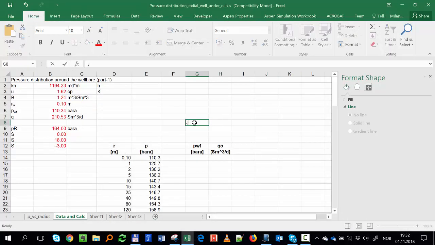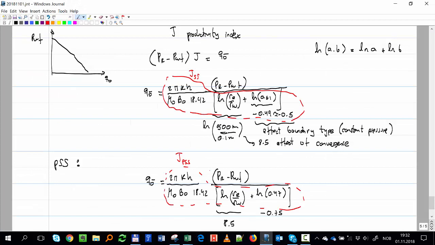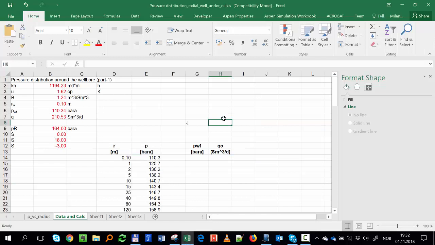Let's create here a cell called J. What are the units of J? We could get it by looking at the whole expression, but it's much easier to say that J is a rate divided by a pressure, and the rate is standard cubic meter per day, and the pressure is in bar. So that's the units of J. Let's write those units to the right: standard cubic meter per day per bar.